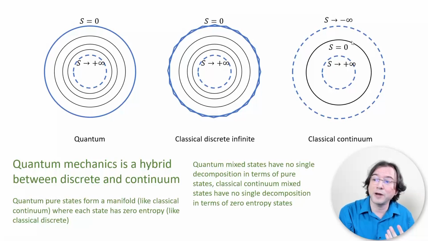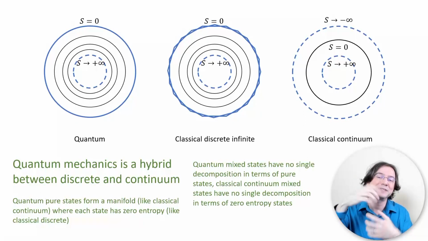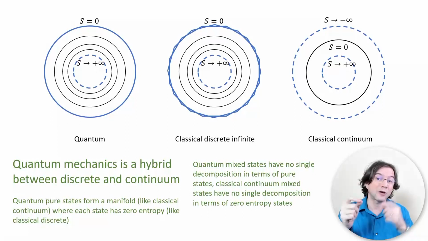But what happens is that the space of zero entropy is still continuous. So you can go continuously from one thing to the other. And so quantum mechanics can really be understood as a hybrid between these discrete and classical continuum, that has features of both and features of neither, let's say. And so quantum mixed states have no single decomposition in terms of pure states, right? If I have a maximally mixed state for a spin 1/2 system, this can be achieved by an equal mixture of up and down or left and right, right? So this is something that quantum mechanics has that classical mechanics does not have.